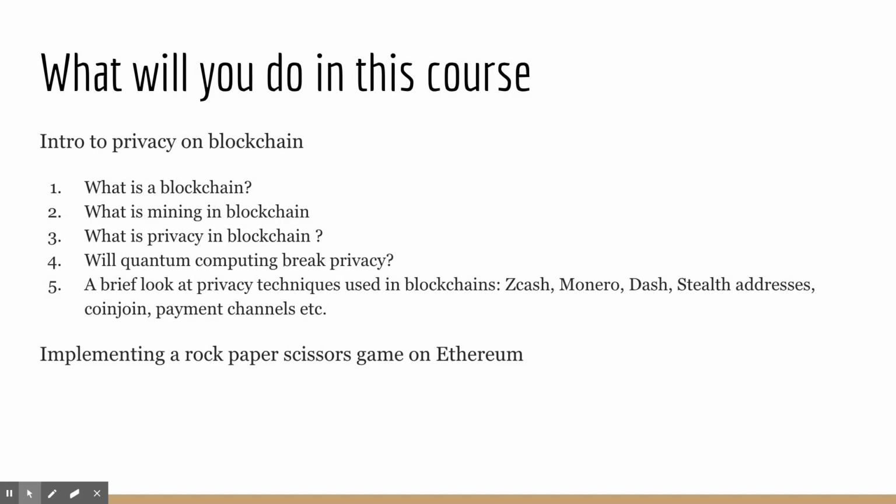This is a very short course. So first of all, we're going to look at the intro to privacy on blockchain, and we're going to see what is a blockchain, what is mining in blockchain, what is privacy, will quantum computing break privacy, and we're going to look at the privacy techniques used in different blockchains like ZCash, Monero, Dash, stealth addresses, CoinJoin, payment channels, etc. Zero knowledge proofs, of course, and a few other things.